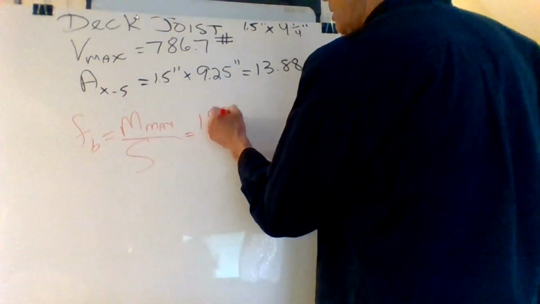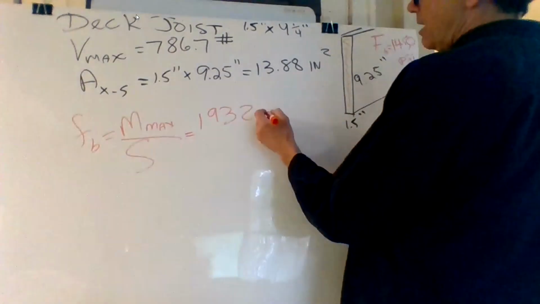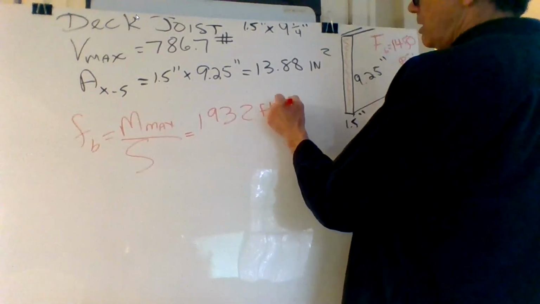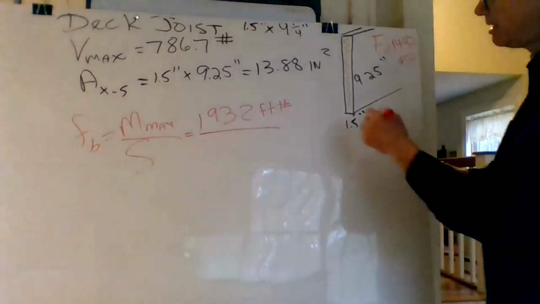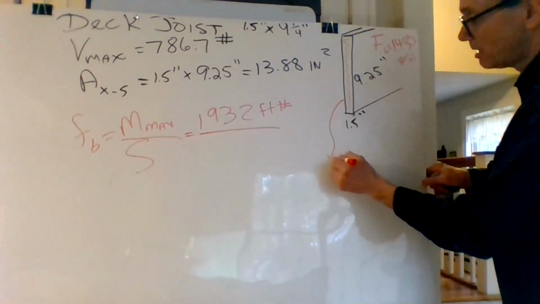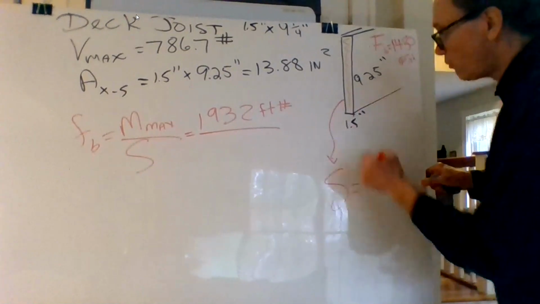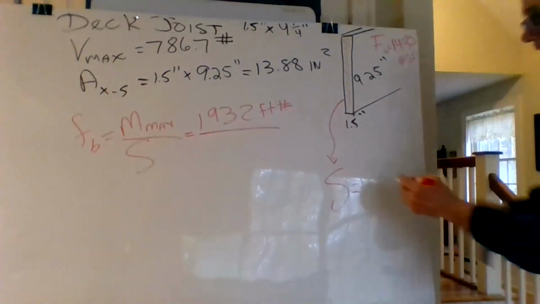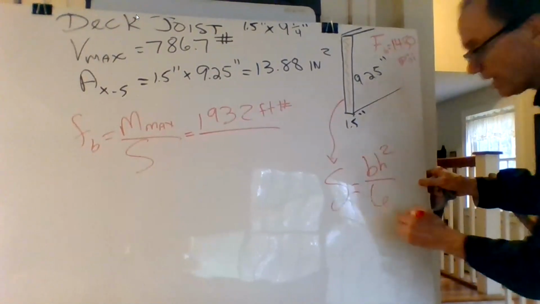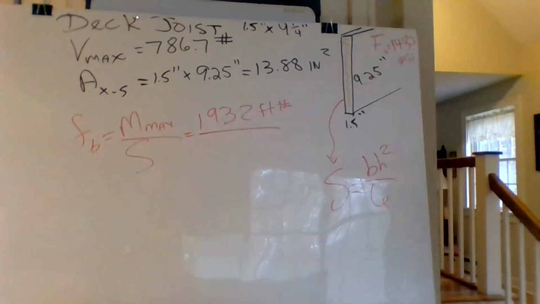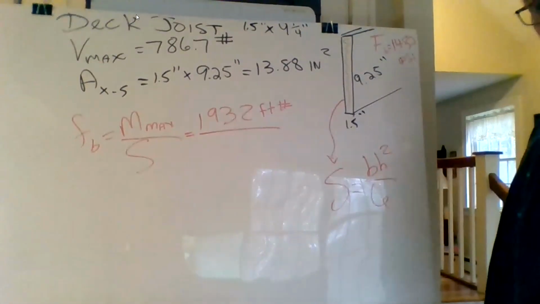1,932. And what are the units? Foot-pounds. And we have to divide that by S. Now S, for a rectangular cross-section, is BH squared over 6. I hope. I gotta look it up. Yep. BH squared over 6.